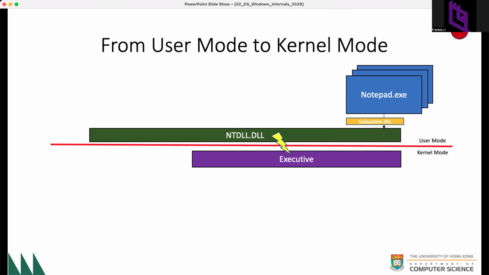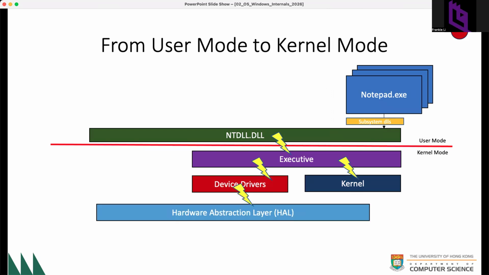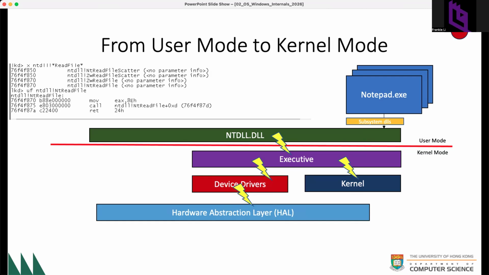One is sysenter, and another is int 2E in the older versions of Windows. So the executive will then call the device driver, and then the device driver will call the HAL, which is the hardware abstraction layer, to start reading the file from the hard drive.